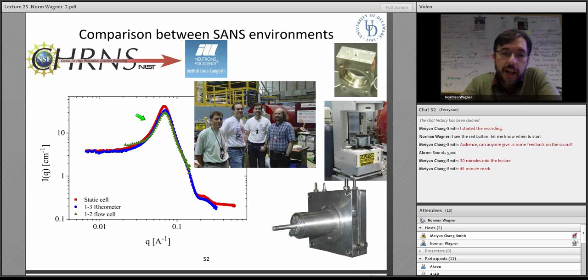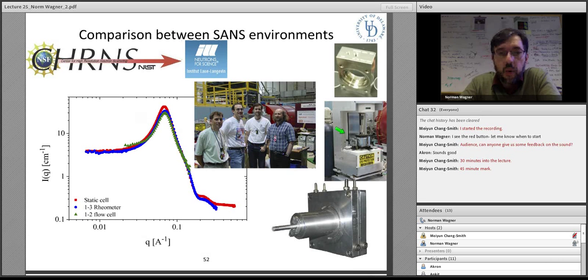Here's a static scattering from 3 different cells: the standard rheometer that I showed you before, the 1-2 cell, and the usual static couette. And you can see the agreement's very good. One of the downsides of using this flow geometry, though, is that there's a finite path length. In this case, it was about 7 millimeters. We have 5 millimeters, but that can be fairly thick if you have high scattering. You could get multiple scattering effects. This is something to keep in mind.